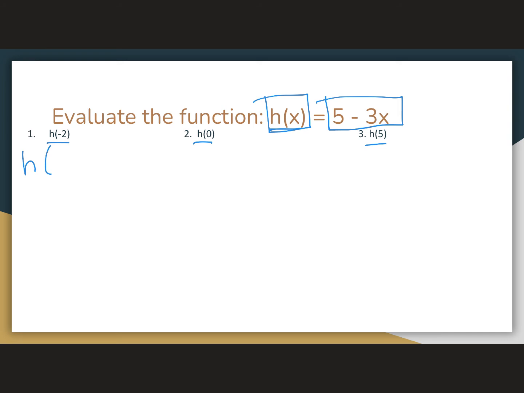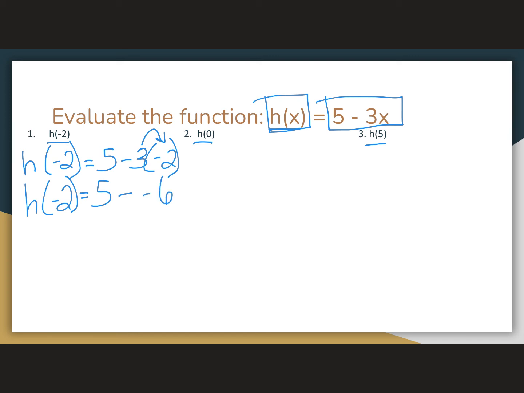So here, h of negative 2, remember the negative 2 is going to replace the x in our equation, equals 5 minus 3 times negative 2. Well, 3 times negative 2 is negative 6. Remember, minus and negative turns into plus, so I have h of negative 2 equals 5 plus 6. Easy enough, h of negative 2 is 11.